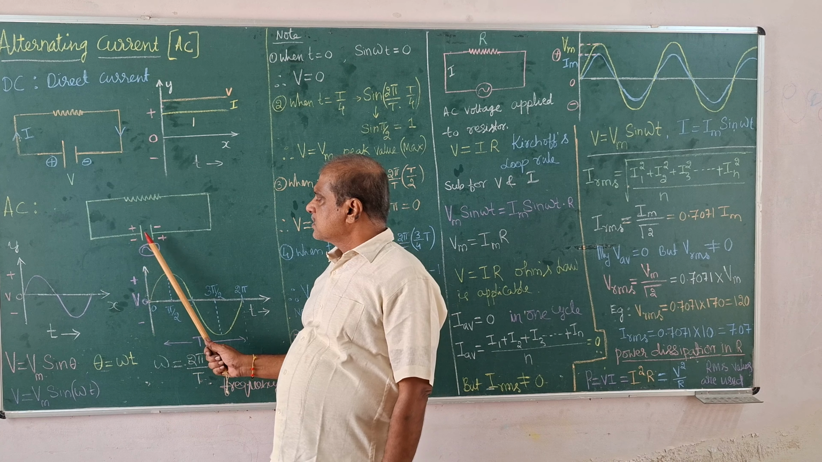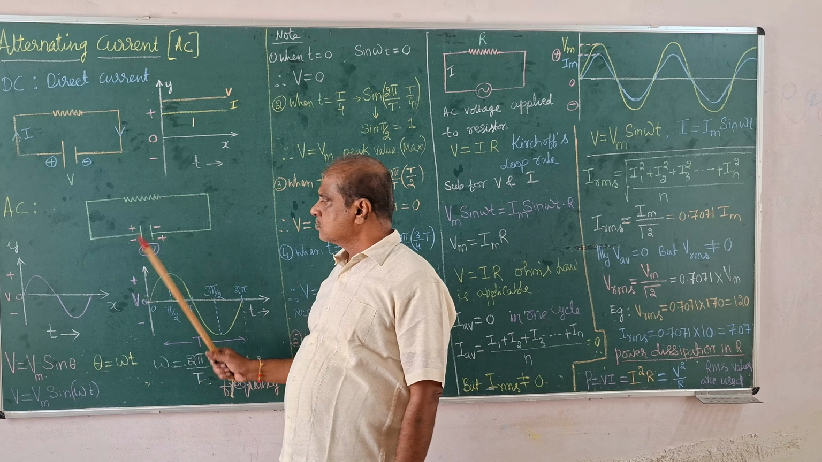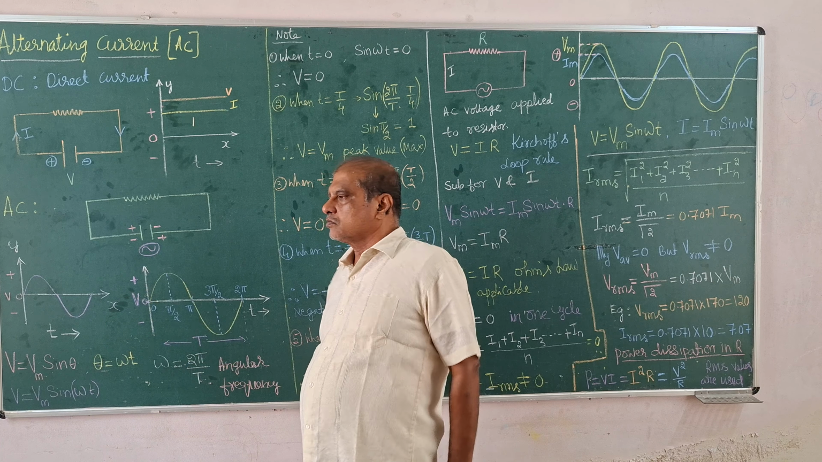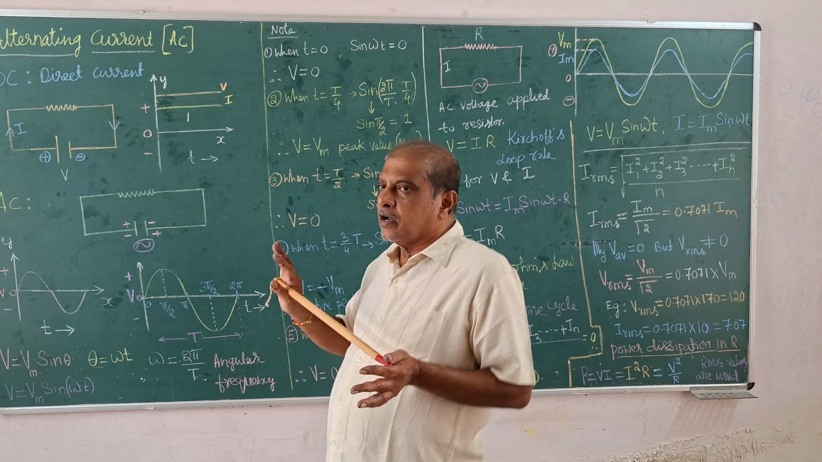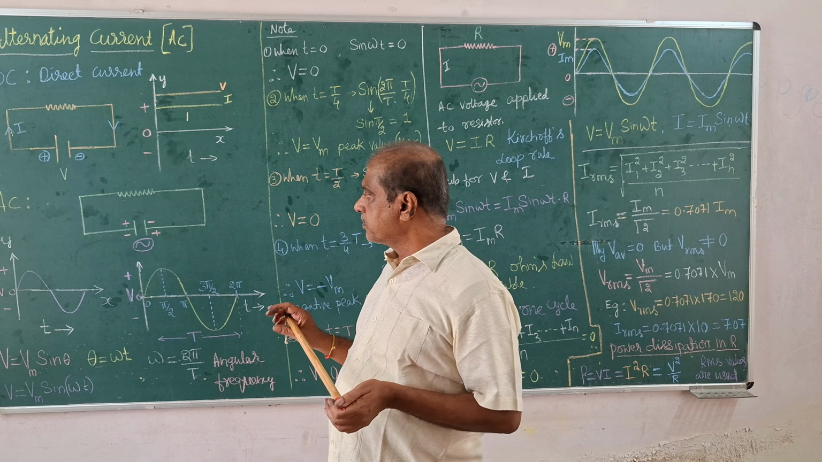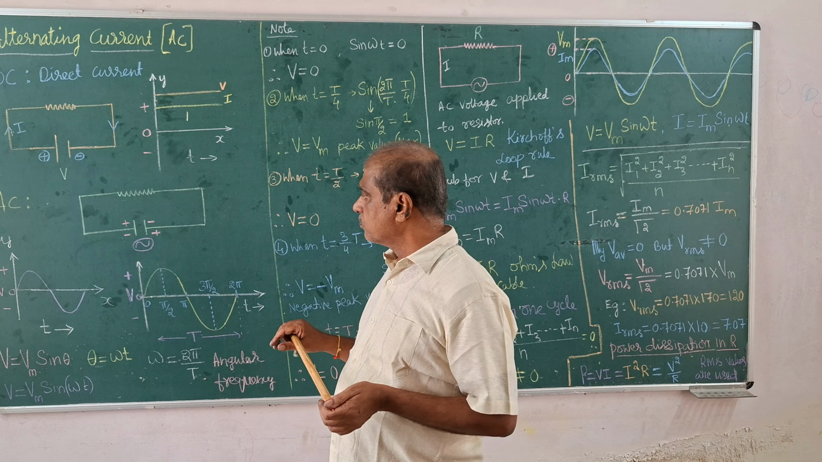But we see the difference in the AC source. The terminals, one time it is positive and negative, then become negative and positive. There are periodic changes in the electrical polarity between these two terminals. The changes are at regular intervals.